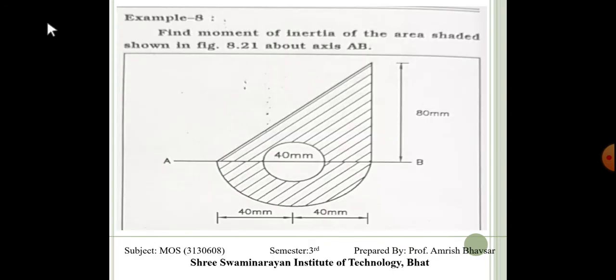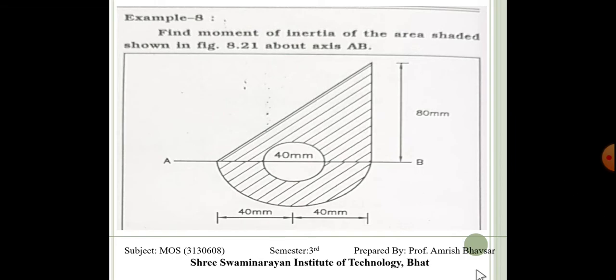Now this is the most important question. Here we have to find out the moment of inertia of the shaded area about the AB axis. So here the AB axis is already given. So we do not need to find out the x bar and y bar, because here we are not calculating the Ixx. Here we are going to calculate IAB.